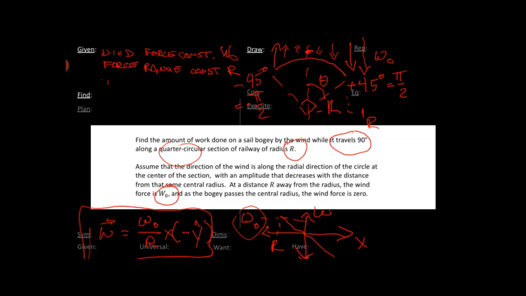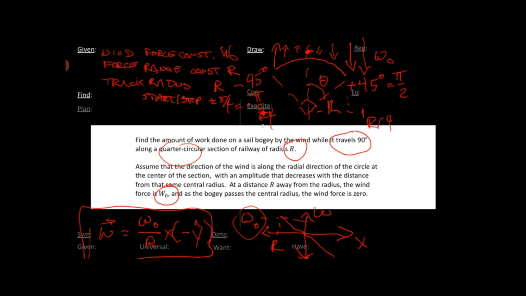What else do we have? We have a track. We don't know anything about the velocity of the sail bogey, we just know about the force. So this is a little different from some of the other things we've done with wind. This is just to make a point. We're going to say this is what our wind force is. Our track is going to have a radius, r, and it's going to start and stop at plus or minus pi over 4.